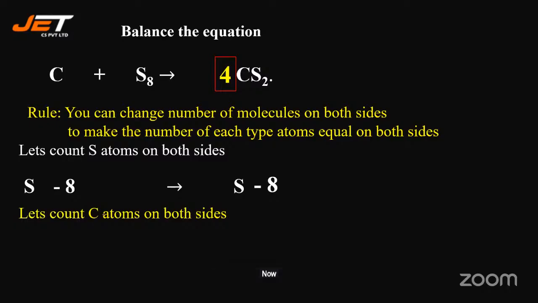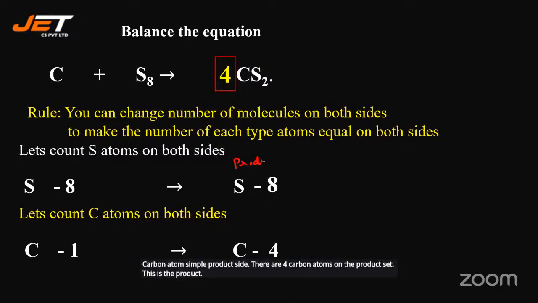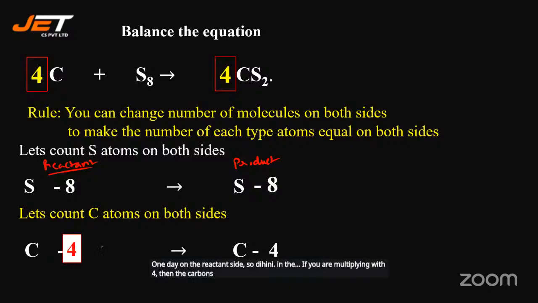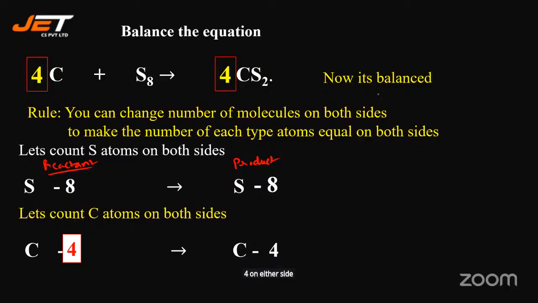Now we will count the carbon atoms on both sides. How many carbon atoms are on the product side? There are 4 carbon atoms on the product side. This is the product and this is the reactant side. So the number of carbons is 4 on the product side, and 1 on the reactant side. So to make them equal, what happens if we multiply by 4? If you multiply with 4, then the carbons will be 4 on either side, right? It is a balanced equation now.